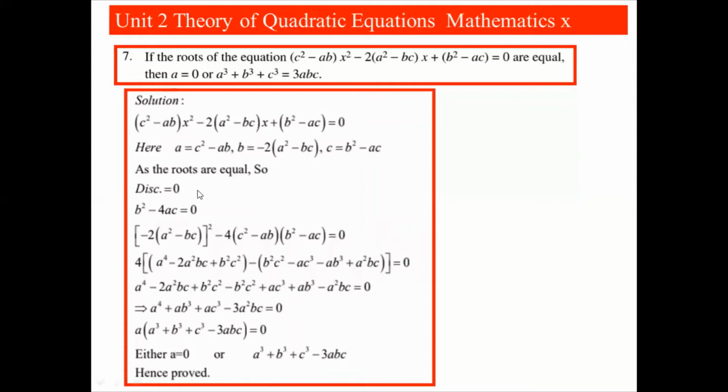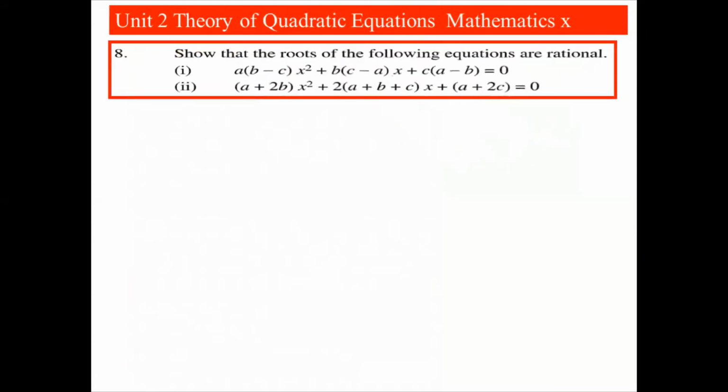We have to prove that either a is equal to 0, or a cube plus b cube plus c cube is equal to 3abc. When this is equal to 0, then a cube plus b cube plus c cube must be equal to 3abc. So you have to write this is equal to 0, and then shift minus 3abc to the right hand side of the equation. So here is a typing mistake.